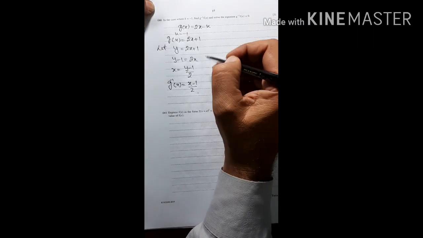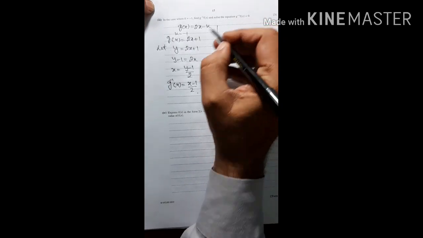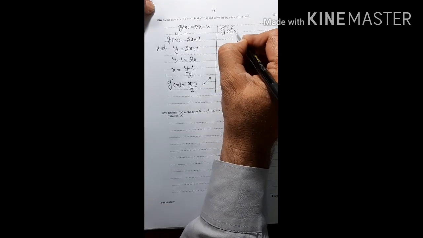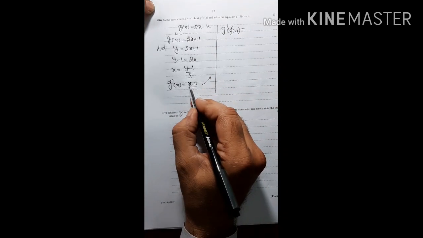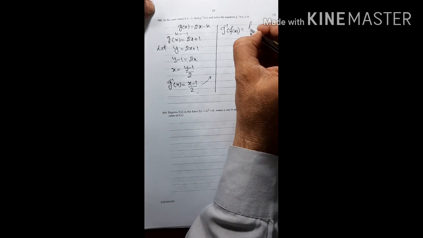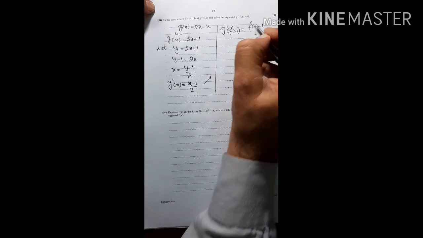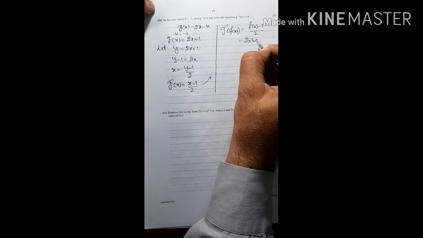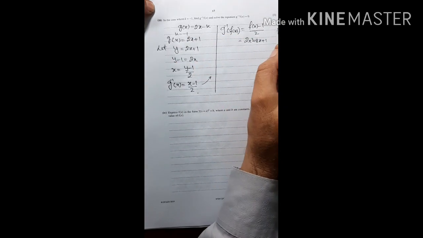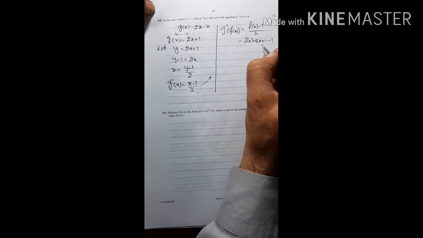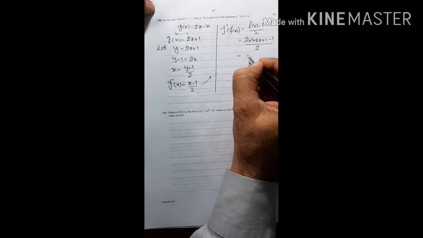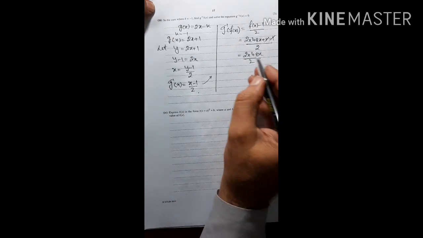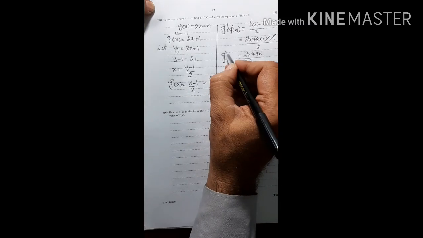Now g inverse fx means replace all x with fx in this g inverse x. It will become fx minus 1 over 2. So what is fx? That is 2x square plus 8x plus 1. From the previous part, you can see minus 1 over 2. So this is 2x square plus 8x over 2, g inverse fx.